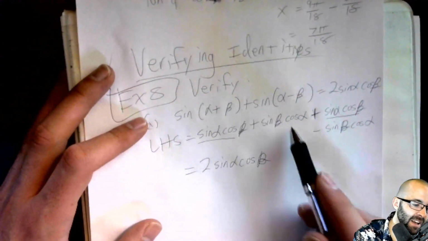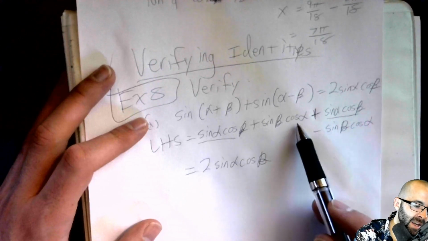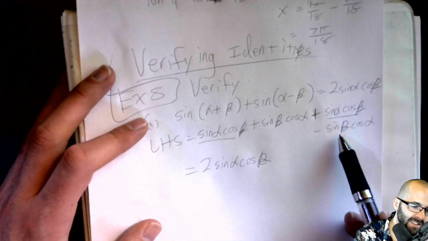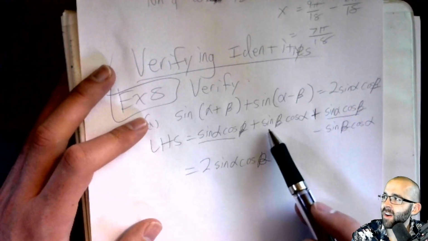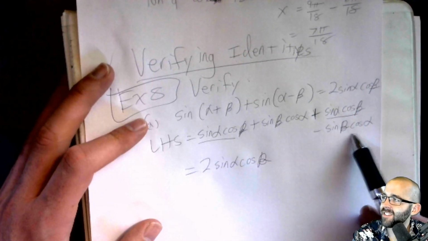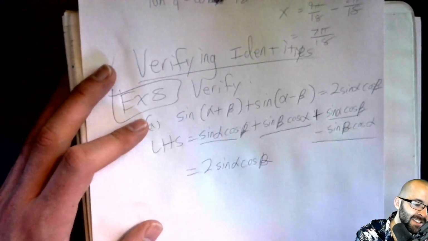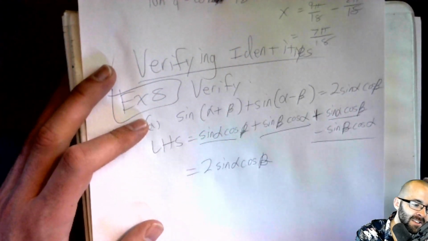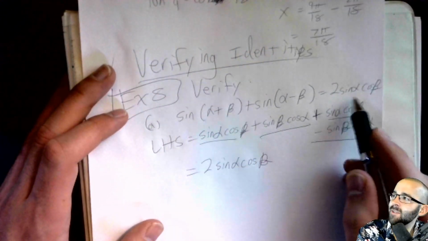And then what else do we have here? Well, we got the second and fourth term. Sine beta cosine alpha minus sine beta cosine alpha. Wait, we've got one orange. We take away an orange. Well, now we have 0 oranges. So you could write a plus 0, but you don't need to. What the? This is the right-hand side.